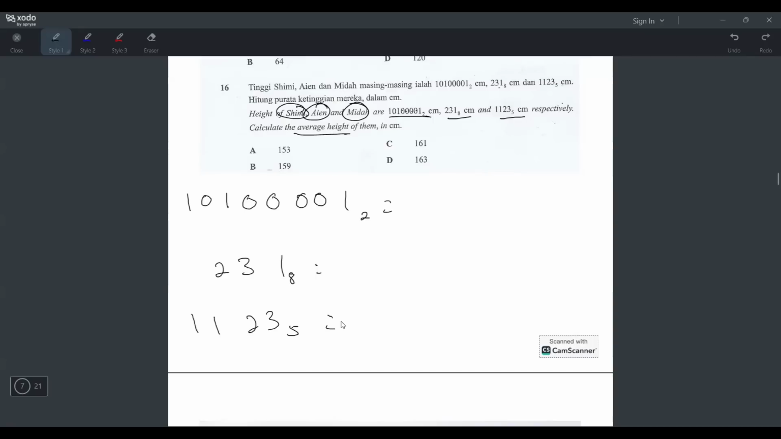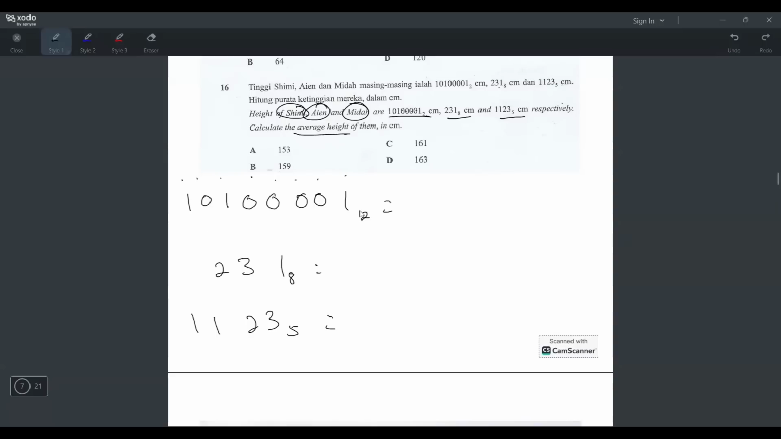Okay, how to convert a smaller base to base 10? We have to use the multiplication method. And the method is you have to write down the place value. And after you write down the place value, you multiply with the digit. After you multiply with the digit, then add everything. And then you get base 10.